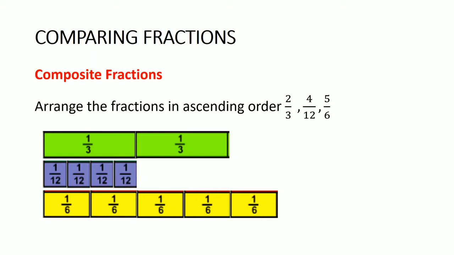Now we can do the comparison. Since they are to be arranged in ascending order, it means you are going to start from the lowest and work to the highest. The lowest by comparison here is the 4/12, followed by the 2/3. Then we have the largest being 5/6.